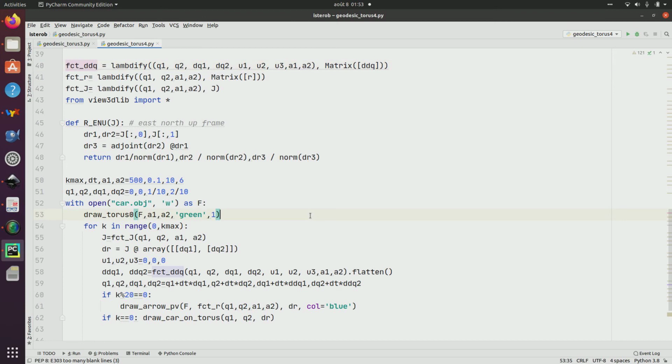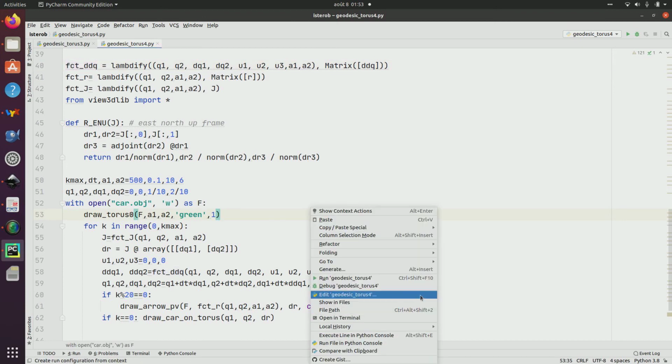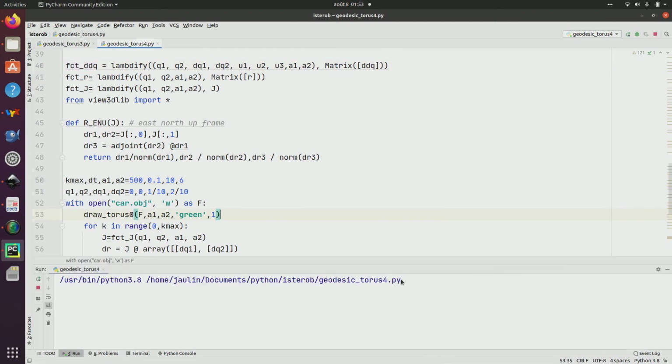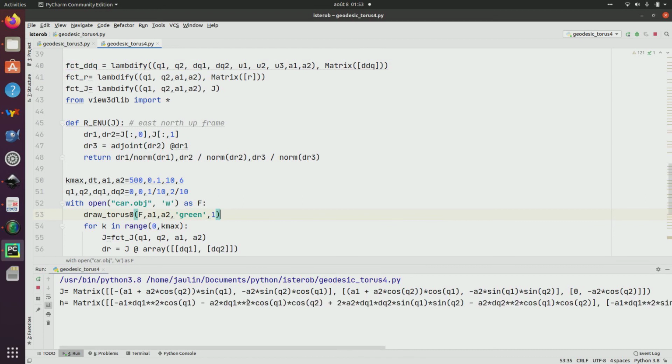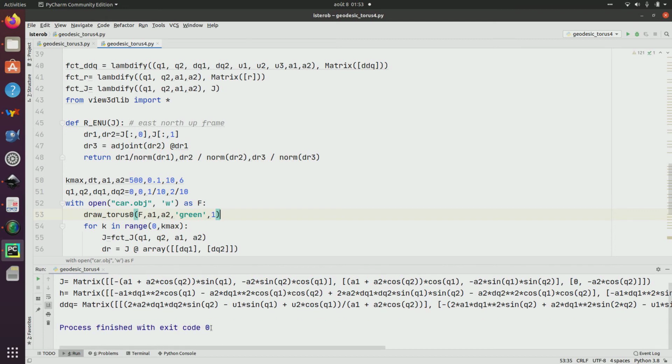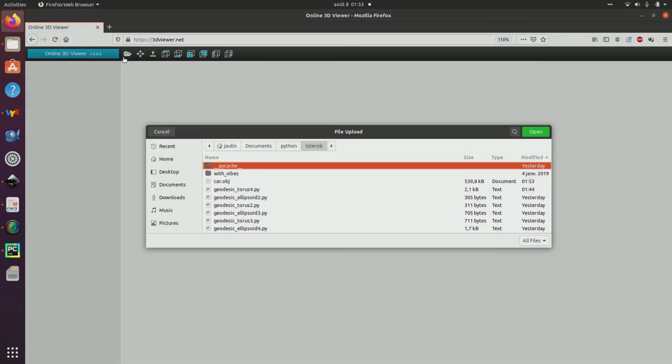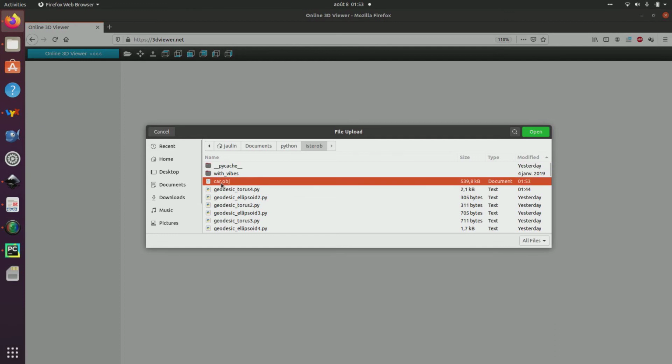This is my program. I will run it. It creates the symbolic objects. Then it will lambdify them, simplify them, and compute the simulation. So the process is terminated. I will switch to the website. I will open what has been created.